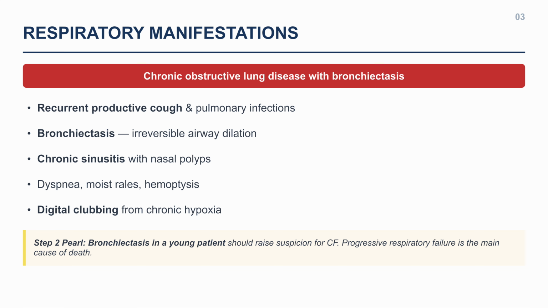Physical exam shows moist rales on auscultation, dyspnea, and sometimes hemoptysis. Digital clubbing develops from chronic hypoxia. Step 2 Pearl. Bronchiectasis in a young patient should always raise suspicion for cystic fibrosis. Progressive respiratory failure is the main cause of death in CF, which is why airway management is central to treatment.